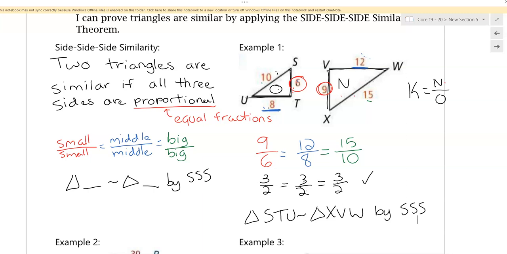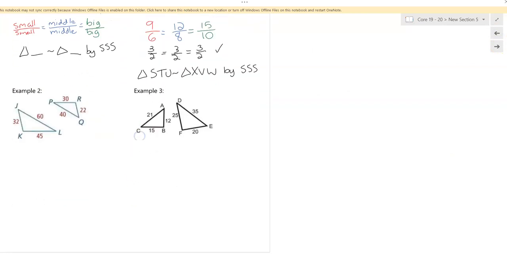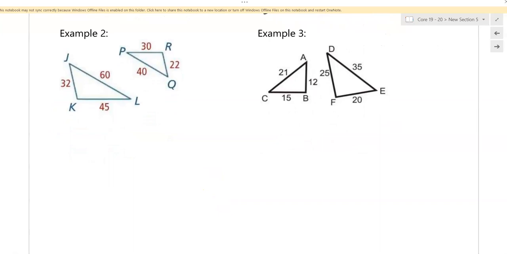All right, looking at example 2. Is there another page of this? There is. Okay. Same thing. This is going to be my old to my new. So I'm picking the smallest side on my new. Right, we're still doing small over small, middle over middle, and big over big.